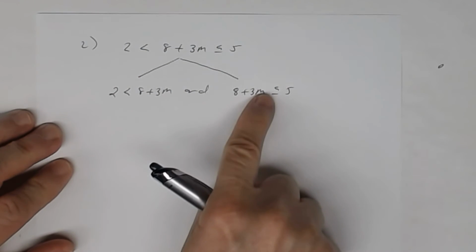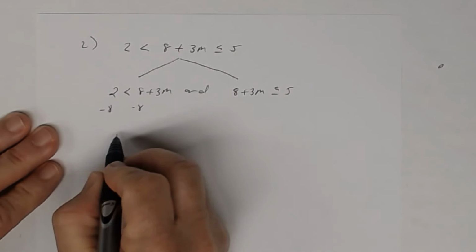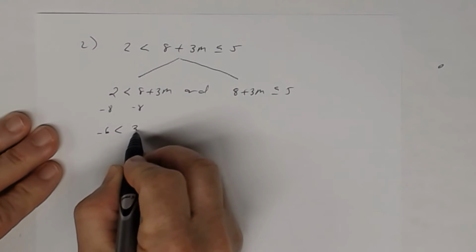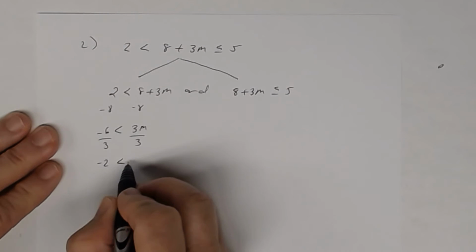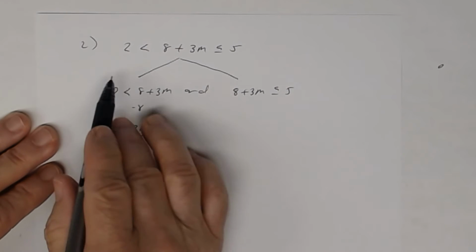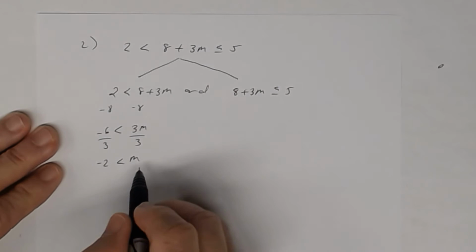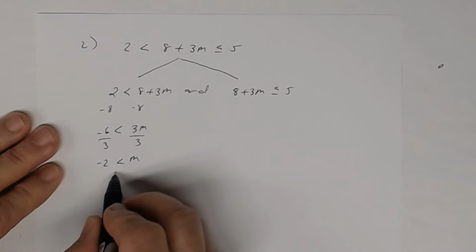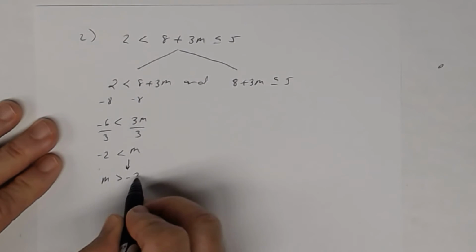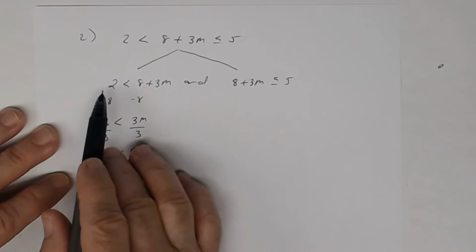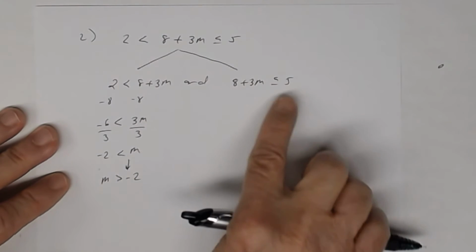Now we're going to solve each of those simple inequalities next. So I'm going to subtract 8 from both sides. So 2 subtract 8 is negative 6. It's less than 3m. Divide both sides by 3. Negative 6 divided by 3 is negative 2. It's less than m. So the solutions to this simple inequality would be any real number that is greater than negative 2. That's what this means. So remember, you can rewrite negative 2 is less than m as m is greater than negative 2. So any real number greater than negative 2 is a solution to this simple inequality. Don't say it's the solution to the original because you don't know that. You got to look at this as well.